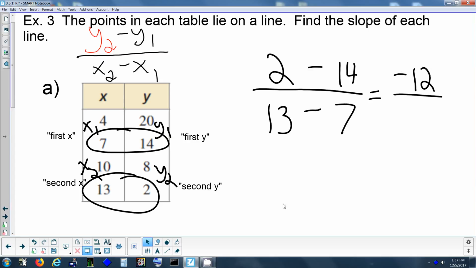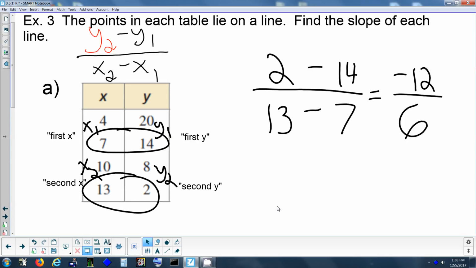Six, I agree. Now, just like before, we have to double check to see: can I simplify that? Yes. What's it going to be? Careful. Negative 2. Negative 2. Nice job.